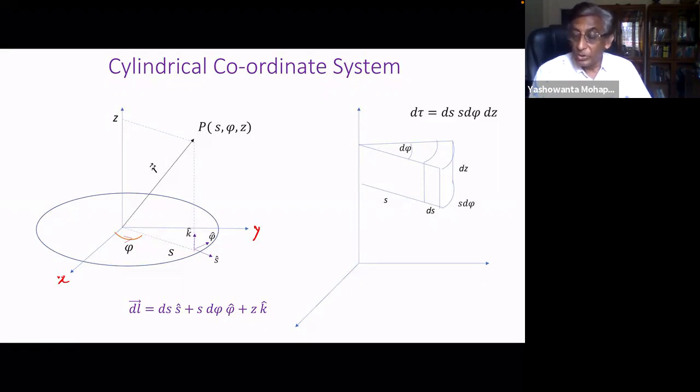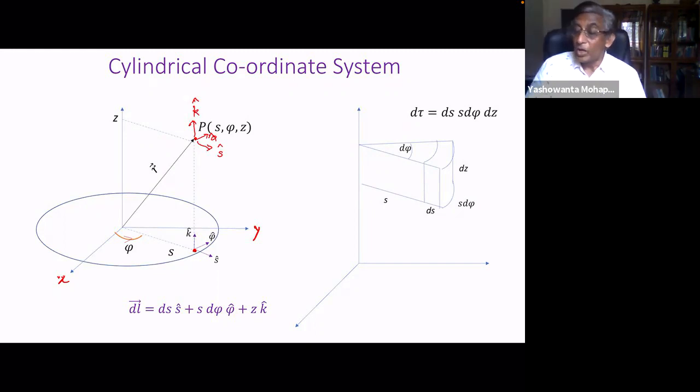All right. So then the unit vectors are, let's say, s hat in this direction, phi hat in this direction, and k hat. So they are perpendicular. If I take this point, my P, then that's my k direction here, my s direction is here, and my phi direction is here. So s hat, phi hat, and my k hat direction.